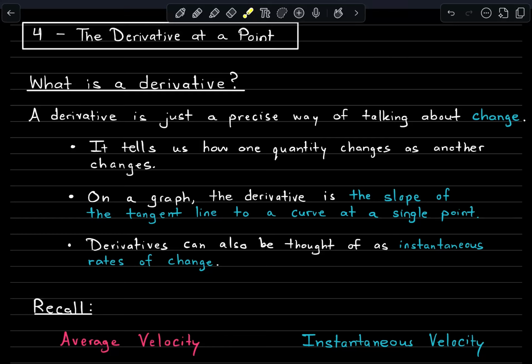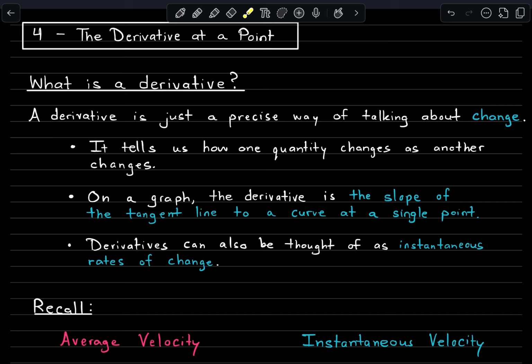This is Calculus 1, Lecture 4. This is going to be a quick one. We're just going to talk about the derivative at a point. So first of all, what is a derivative? Derivative is just a precise way of talking about change. It tells us how one quantity changes as another changes.